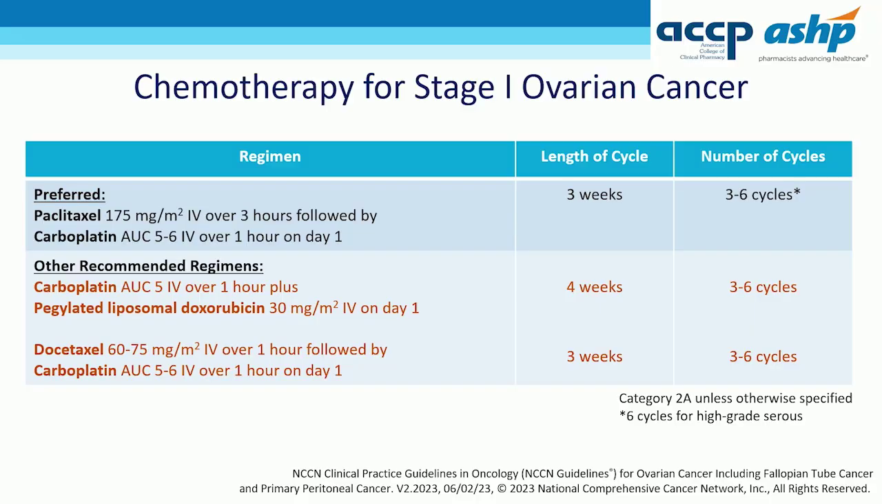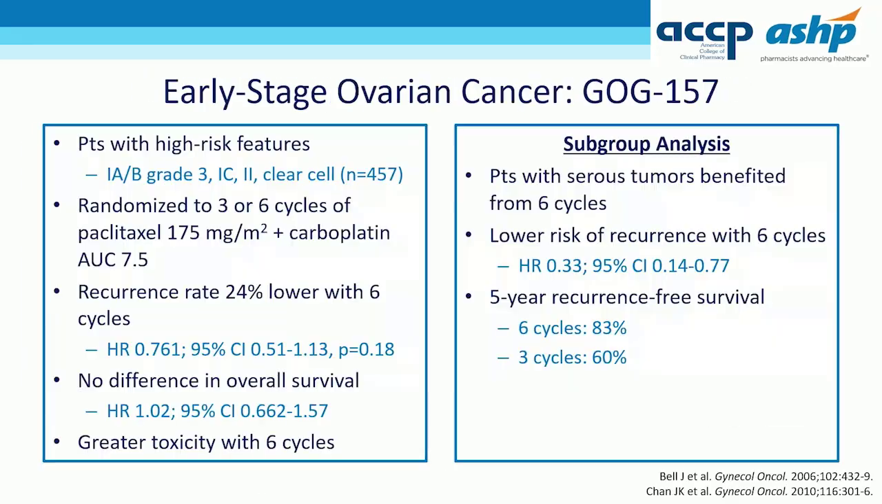the histology. Some other options, if patients cannot tolerate or cannot receive paclitaxel, you still want to give the carboplatin, but you do have the option of substituting it out for pegylated liposomal doxorubicin or potentially for docetaxel. These are still given for the 3 to 6 cycles though.